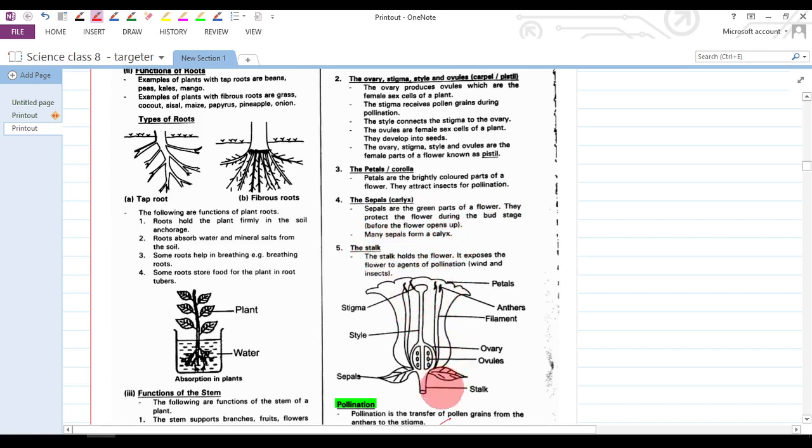And finally, we have the stalk. The stalk holds the flower. It is the part that holds the flower. It exposes the flower to agents of pollination, wind, and insects. And that covers the parts of a flower.